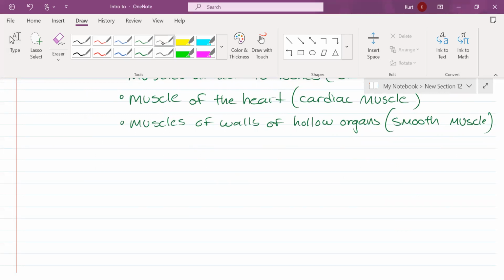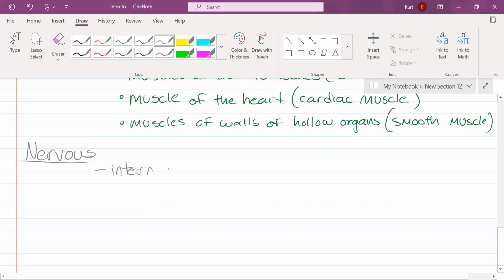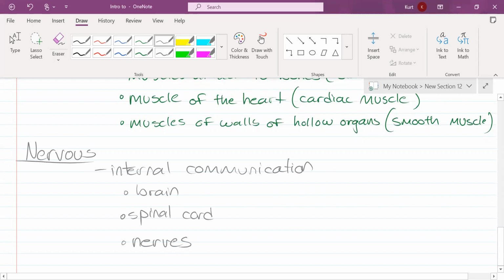Okay, and the last one is nervous tissue. This is all about internal communication. This will be the brain, spinal cord, and nerves.